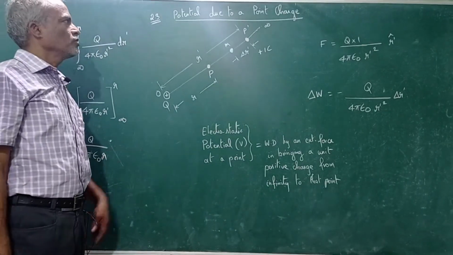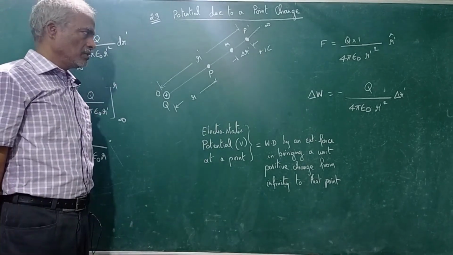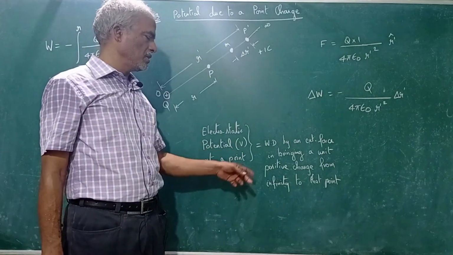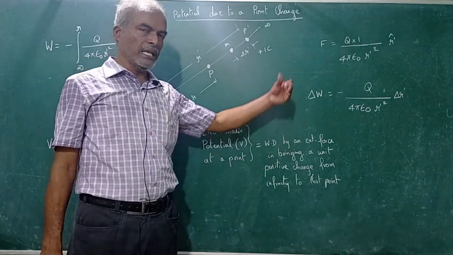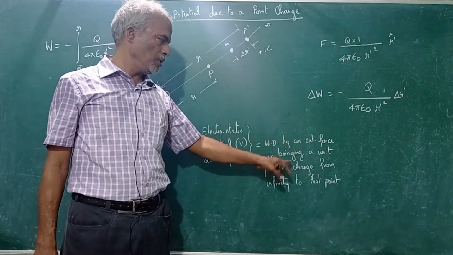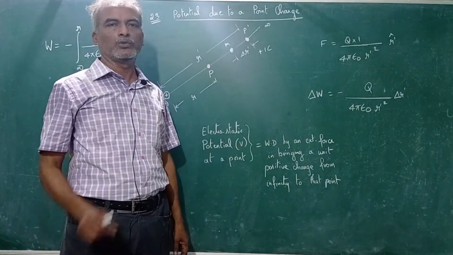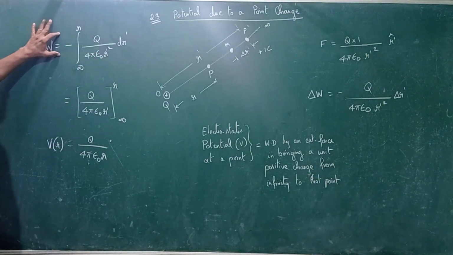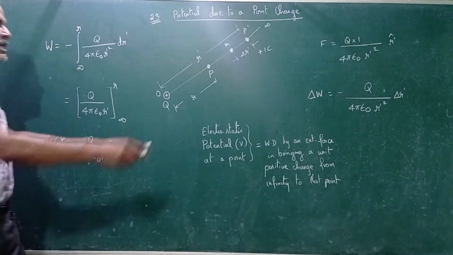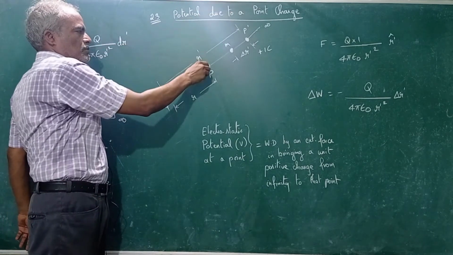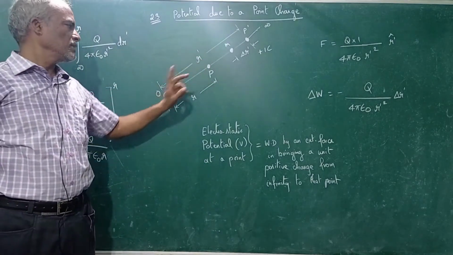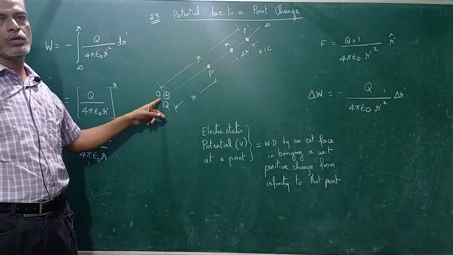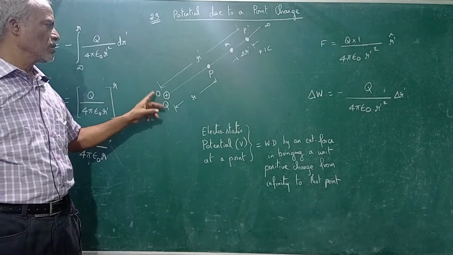So today's topic is about potential due to a point charge. We already know that electrostatic potential V at a point is equal to the work done by an external force in bringing a unit positive charge from infinity to that point. So we can write the work done: it starts from infinity and ends up at this point. The distance from the origin is r, so we want the potential at P, and this is taken as the origin, 0, 0, 0 coordinates.